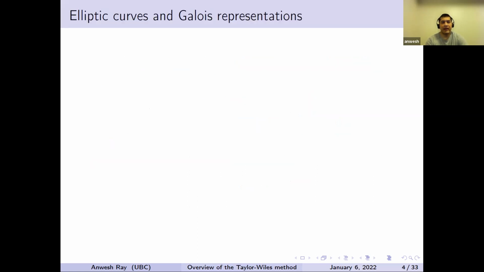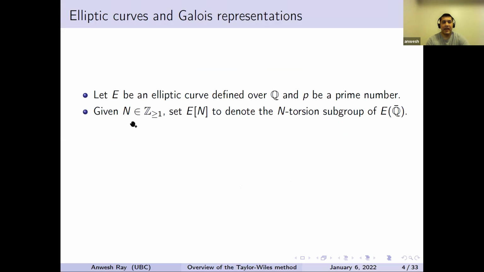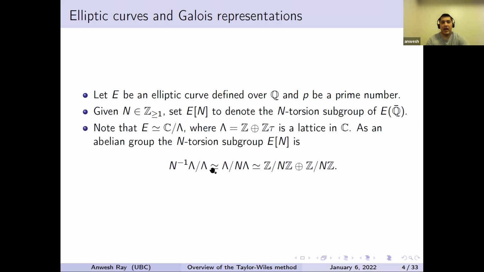So what are some examples of Galois representations? We've talked about this previously, but I just want to recall some of these notions. Let E be an elliptic curve over Q, p be a prime number, and let's say n is a positive integer. E_n is throughout going to be the n-torsion subgroup of E(Q bar). Now the point here is that E is actually a torus. So I can think of E analytically, as a complex manifold, as the complex numbers modulo a lattice. Here the lattice is just two copies of Z inside the complex numbers, and let's just denote it by lambda.